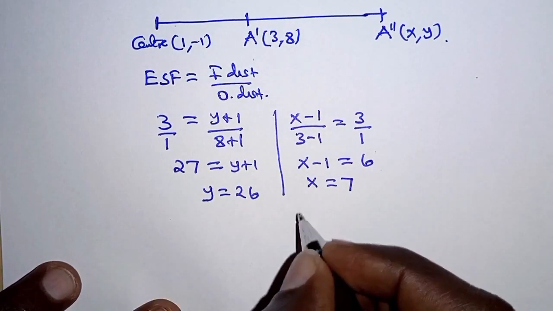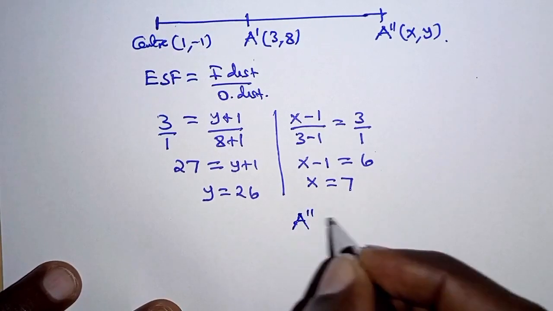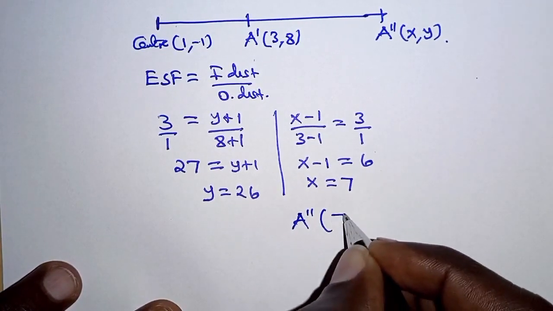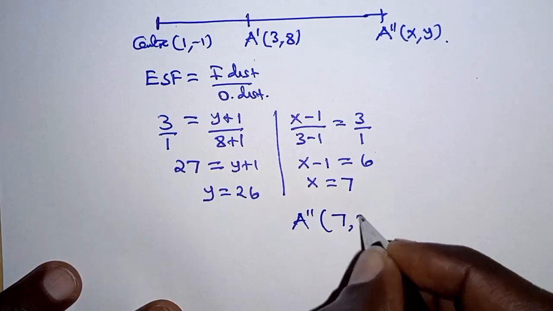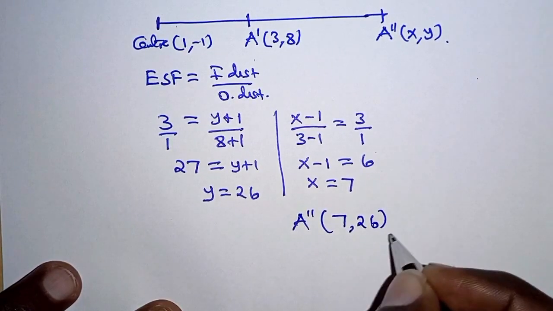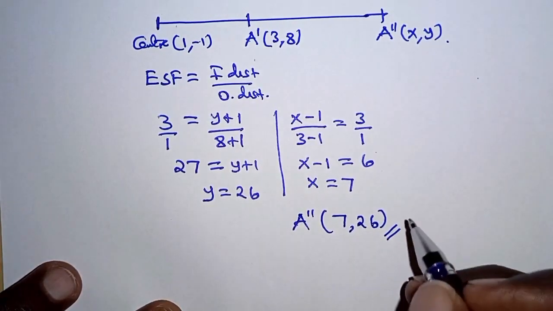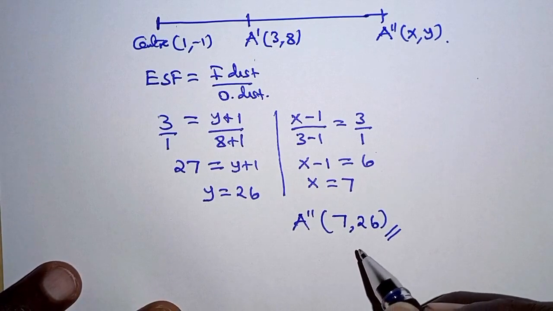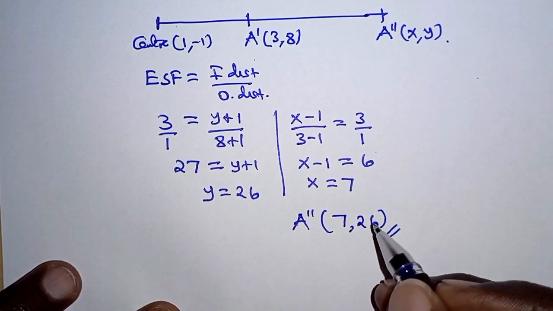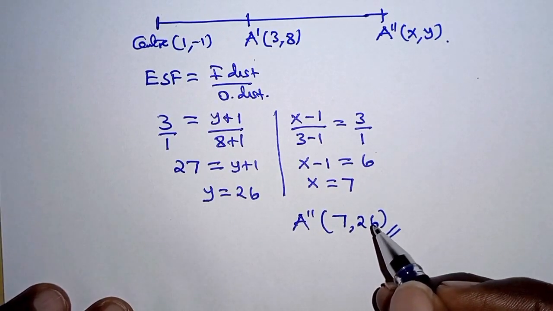And therefore, the point A double prime is (7, 26). And thus, we have the coordinates of A double prime as had been required in the question. With that, we come to the end.